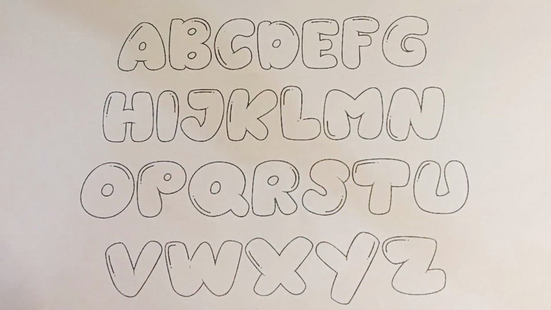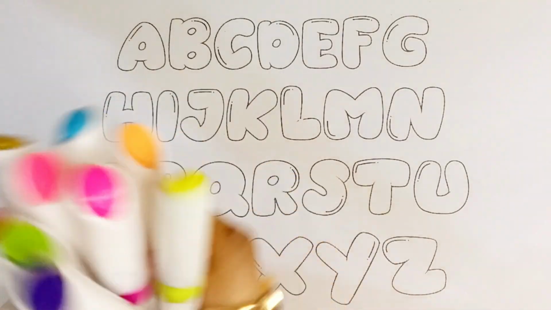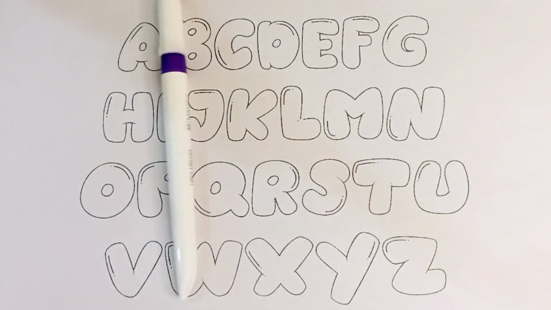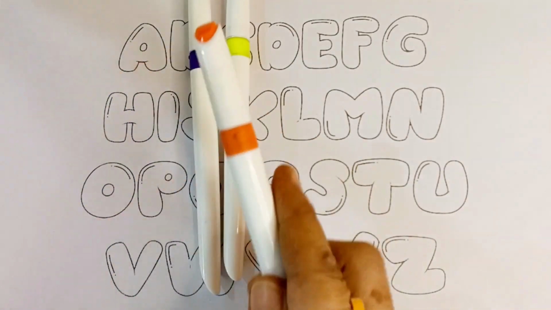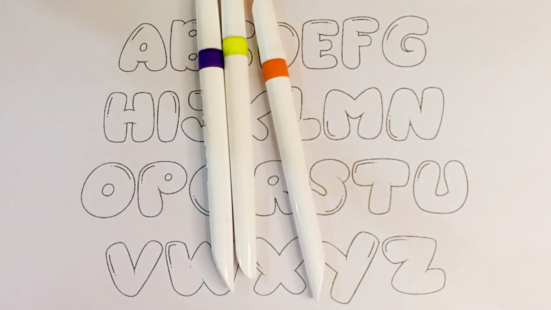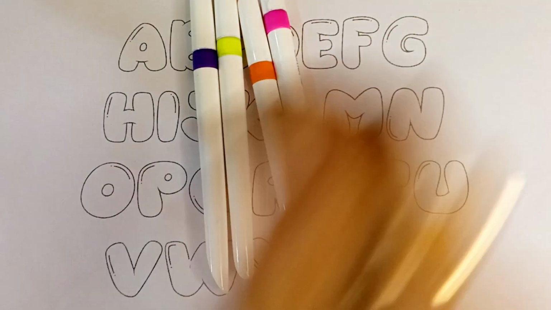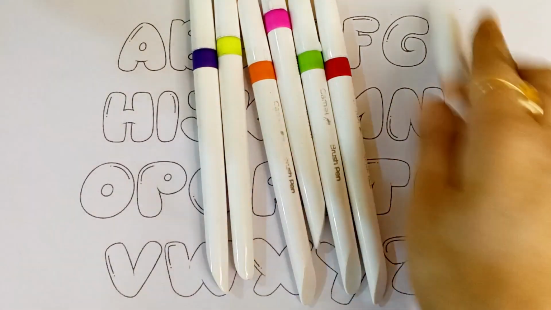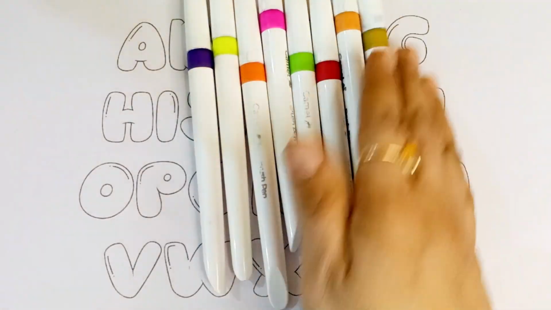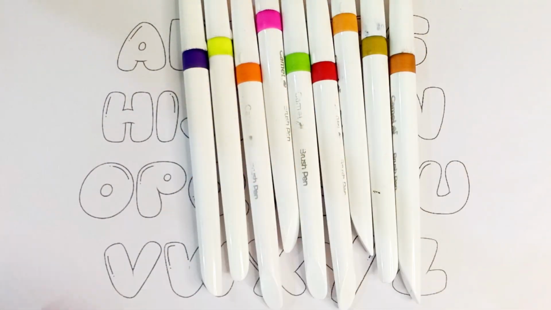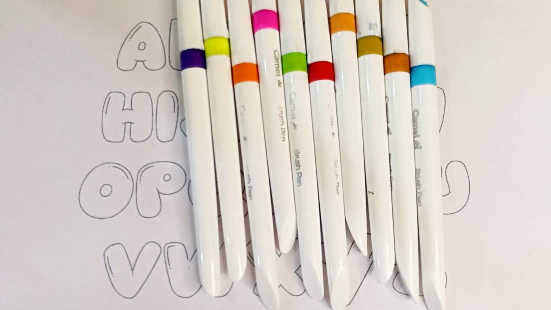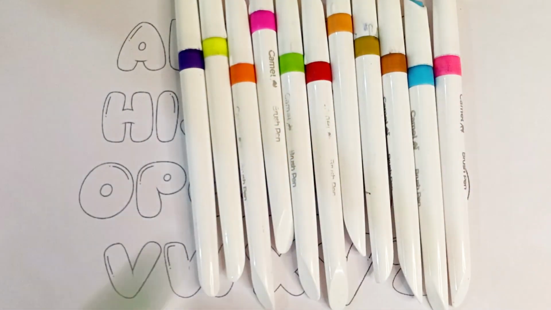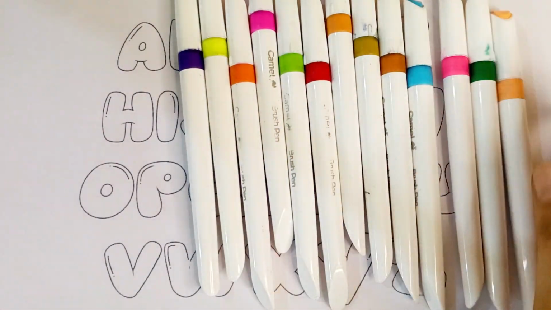Let's learn some alphabets A to Z and colors name. Purple color, light yellow color, orange color, dark pink color, green color, red color, light brown color, olive green color, brown color, sky blue color, light pink color, dark green color, light orange color.